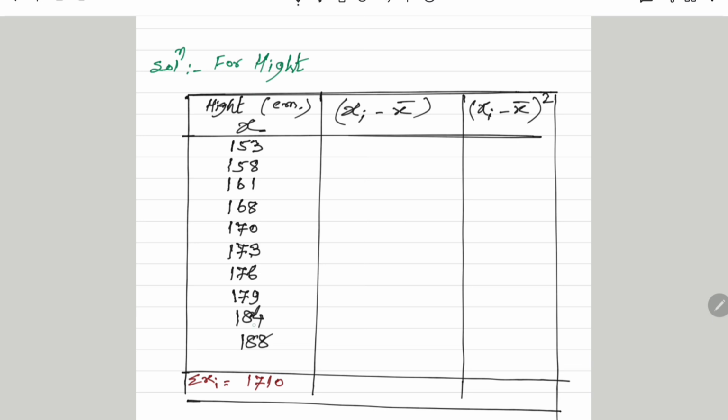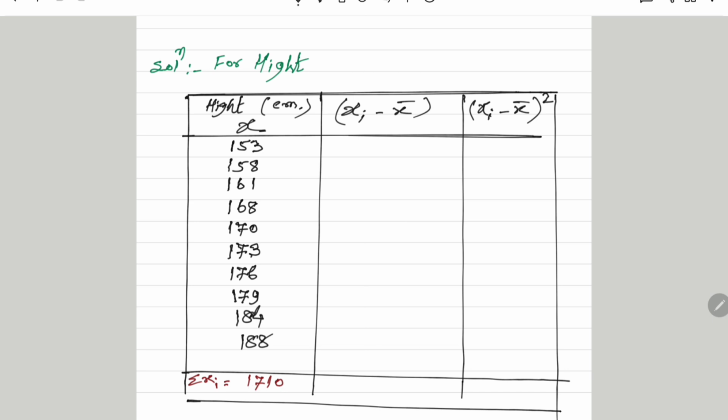The first column is for height in centimeters, and then two more columns: one is xi minus x bar, where x bar is the mean, and the other is the square of it. We substitute the values of height in the first column: 153, 158, 161, 168, 170, 173, 176, 179, 184, 188. If we add all of these, the sum of xi is 1710.